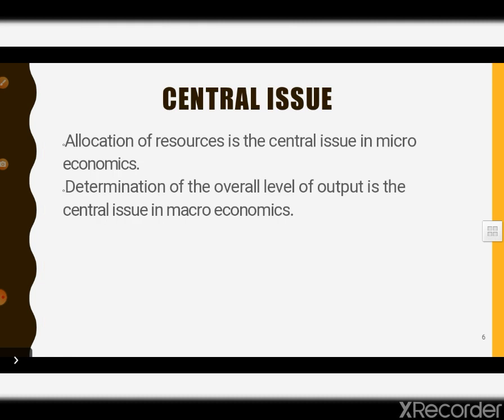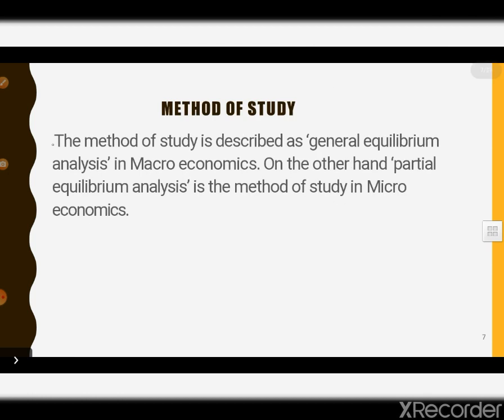Now, we learned about micro and macro, right? So, in micro, the central problem is the allocation of resources. That continues to be how the resources are to be allocated. For example, how will a consumer allocate his income to gain satisfaction? How will a producer allocate his resources in order to produce more goods? But in macroeconomics, it's the determination of the overall level of output which is the central issue.